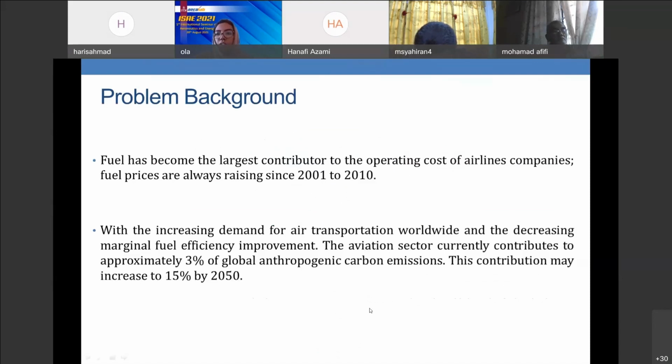Fuel has been the largest contributor to the operating cost of airline companies. Fuel prices have always been rising since 2001 to 2000. With the increasing demand for air transportation worldwide and the decreasing marginal fuel efficiency improvements, the aviation sector currently contributes approximately 3% of the carbon emissions. This contribution will decrease to 15% by 2050.